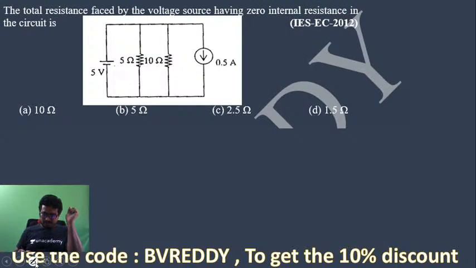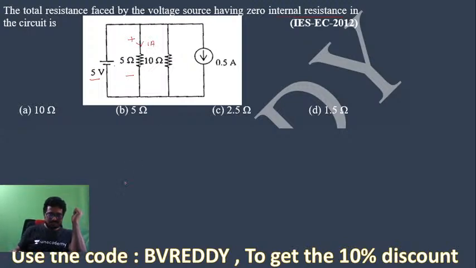Chalo, next problem. Tell me this problem here. Here this is 5 volts. They are asking to find the total resistance faced by the voltage source having 0 internal resistance in the circuit. This is 5 volts, and that means this voltage is also 5 volts. From this, can I get this current? How much is this current?